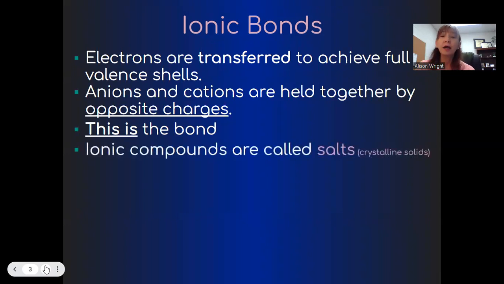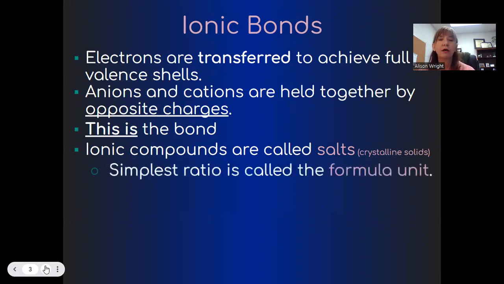Ionic compounds are called salts. Did you do a lab that involved some salts? I wonder if they were ionic compounds. Salts are actually crystalline solids. We call the ratio of the cation to the anion in an ionic compound the formula unit. We also just call it the formula, but we'll see why we distinguish that. It's a little bit different than molecules. These are not molecules. They're actually multiple cations and anions stuck together.